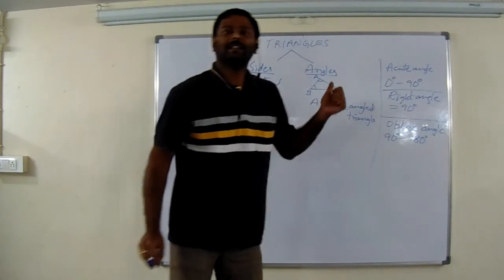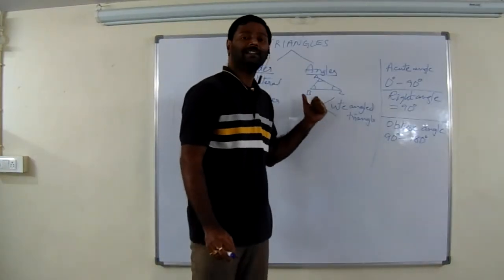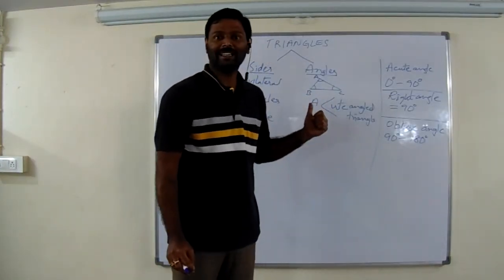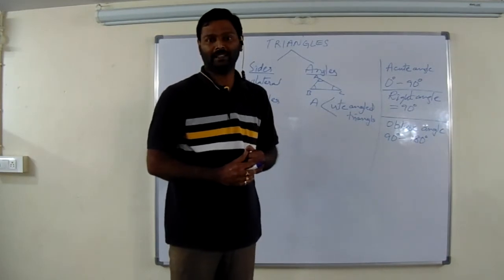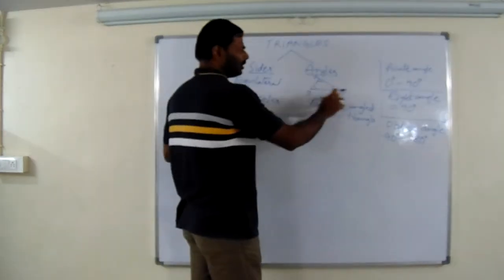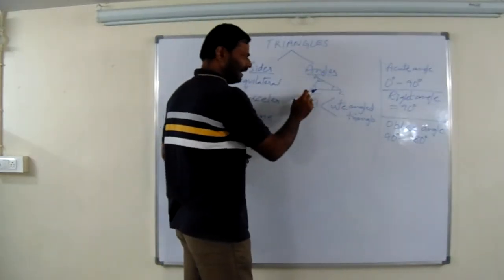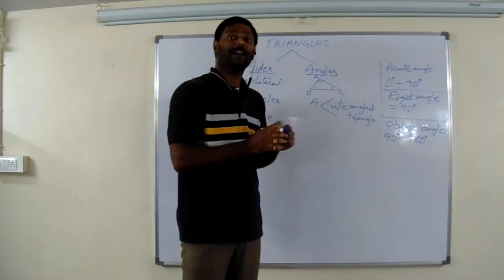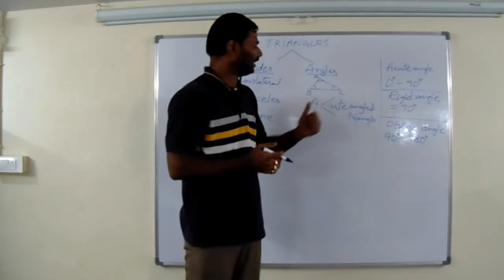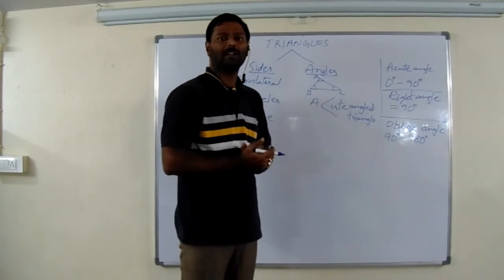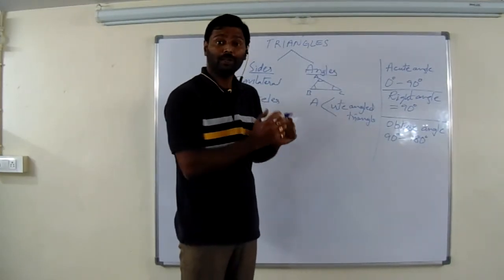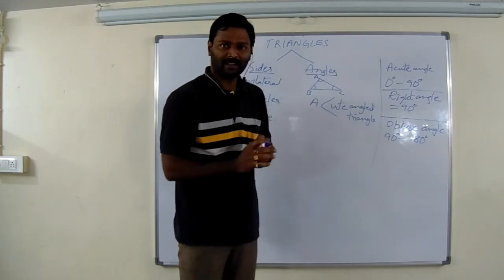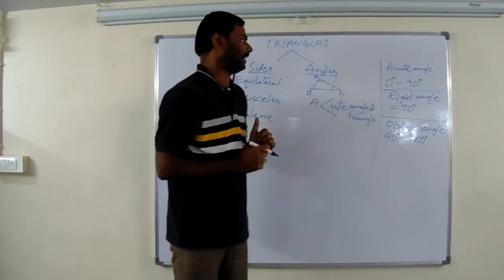So it is a triangle where each of its angles is an acute angle. That is, each individual angle, angle A, angle B, angle C, whichever angle is considered, must be an acute angle. In such a case we can call the triangle an acute angle triangle.